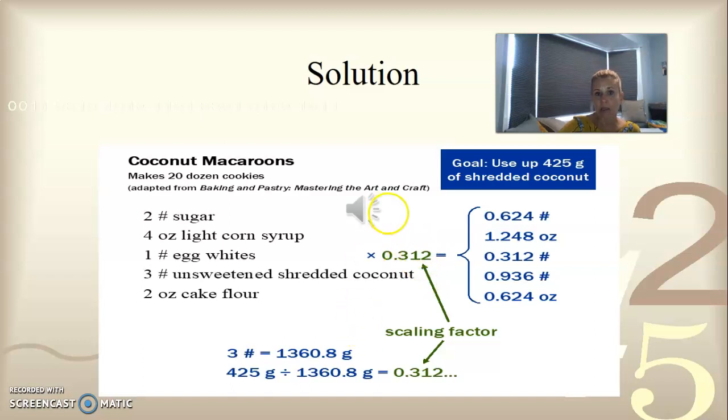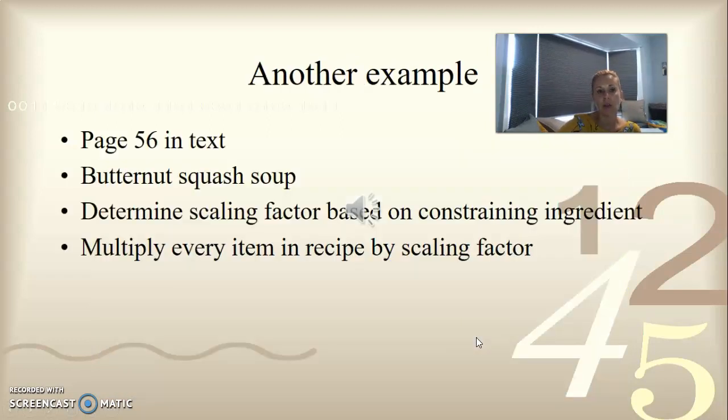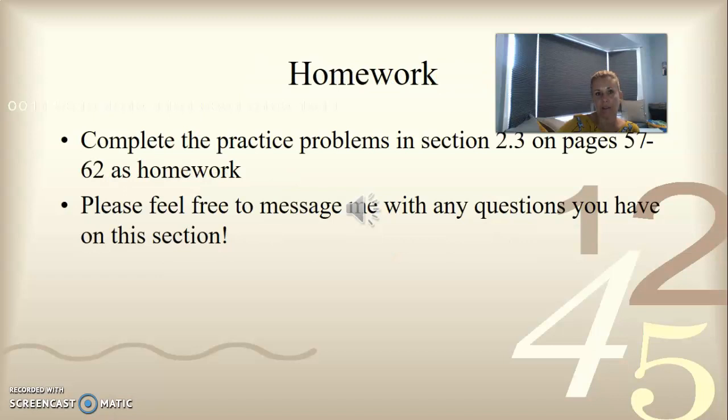Then to scale simply means to multiply everything in the recipe by our scaling factor, right? So because we got a scaling factor of less than 1, that means we're making less and we're using less, right? We're using less coconut, and we want all these other ingredients to be in perfect relationship with the 425 grams that we're using. So we multiply by our scaling factor and we get all these new quantities, okay? So you can look at butternut squash soup and follow that example in your book, and then you can determine the scaling factor and multiply every item in the recipe by that scaling factor.